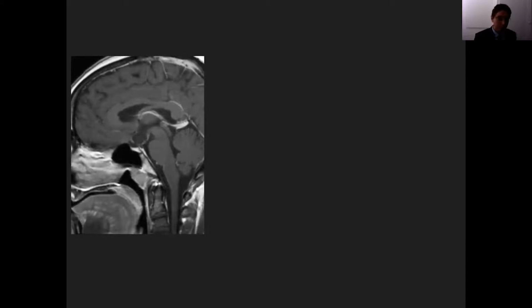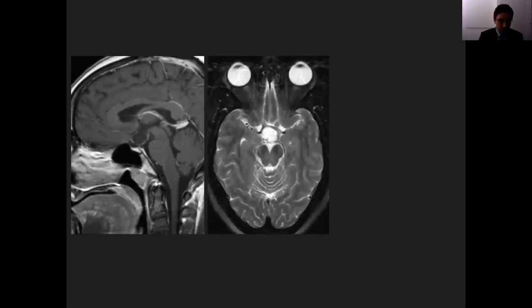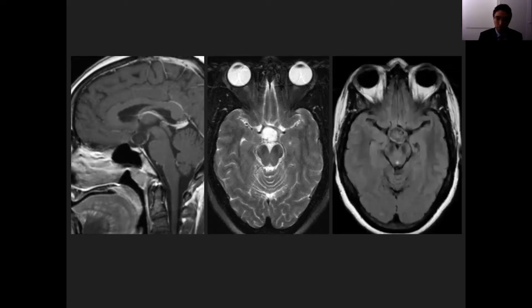Now let's look at a different patient. We have sagittal T1 weighted images with contrast, and we see a cystic lesion in the region of the infundibulum and hypothalamus. It looks fairly cystic on the T2 weighted images, but we see on the FLAIR images that it does not suppress, and it has some signal within it and the so-called dirty appearance, and this is, of course, the case of an epidermoid tumor.